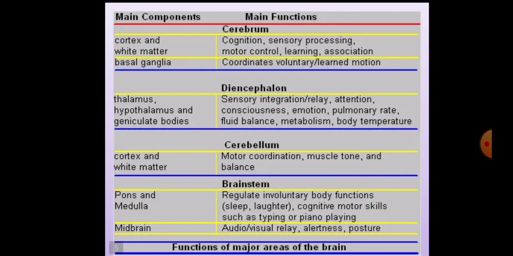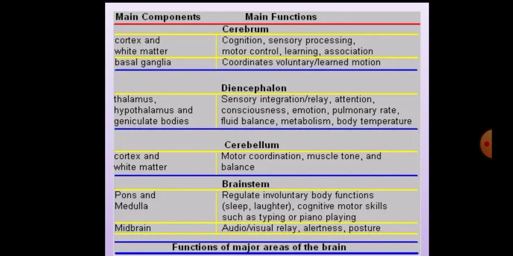In this slide, you may understand the main functions of the important parts of the brain, like cerebrum, which mainly contains cortex and white matter, as well as basal ganglia. They are the neurons, and its main functions are cognition, sensory processing, motor control, learning, association, coordinates voluntary learned motions.